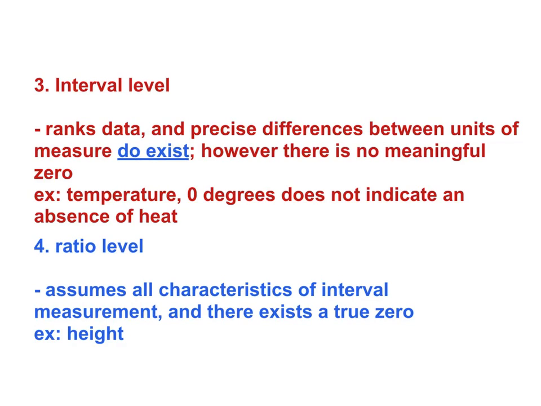Ratio level assumes all characteristics of interval, but there is a true zero. So this is where these two can get confusing, because you feel like they might be the same. And this whole difference between a meaningful zero and a non-meaningful zero can be confusing. And this is where the table that I'm going to show you in a second is going to come in handy. I think the difference between nominal and ordinal is something that you're going to be able to deal with fairly easily. This is the one that's a little more tricky.